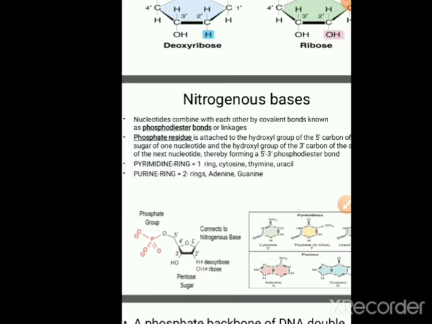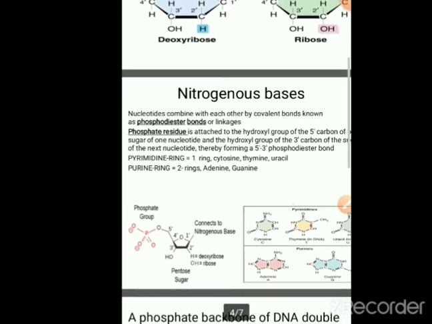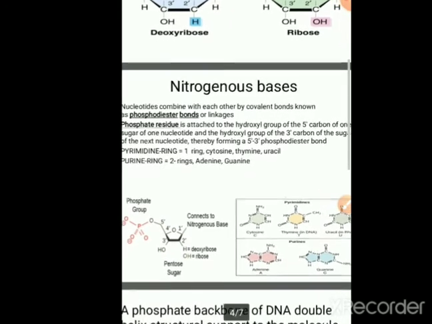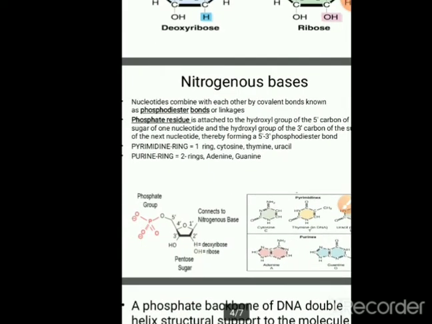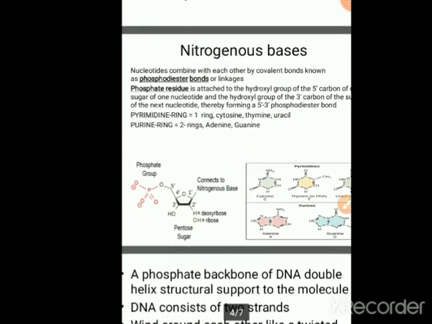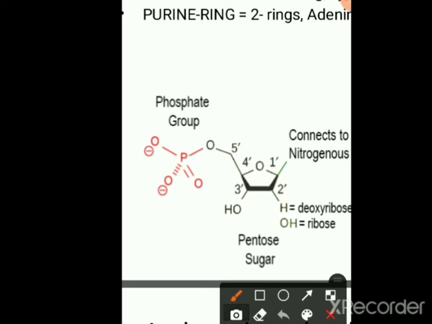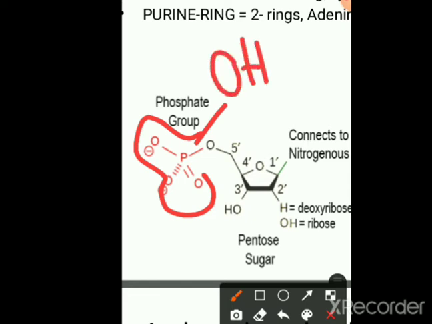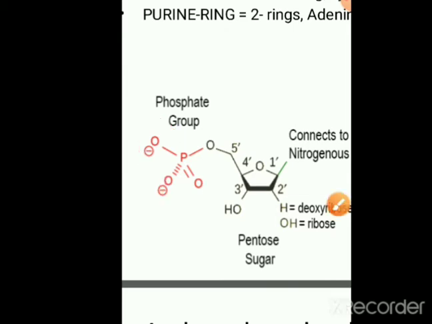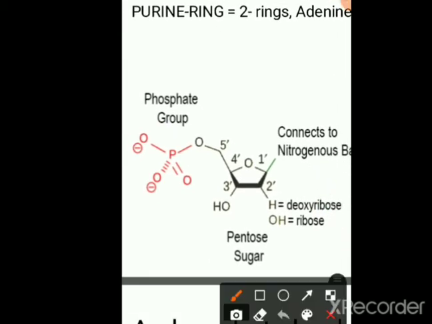These phosphodiester bonds are responsible for holding the nitrogenous bases together. A phosphate residue is attached to the hydroxyl group of the fifth carbon of the sugar of one nucleotide, and the hydroxyl of the 3' carbon of the sugar of the next nucleotide. So they give you the 3' to 5' phosphodiester bond. This red thing is the phosphate group, and at this point there would be an OH group present, and at the fifth carbon there is an OH.